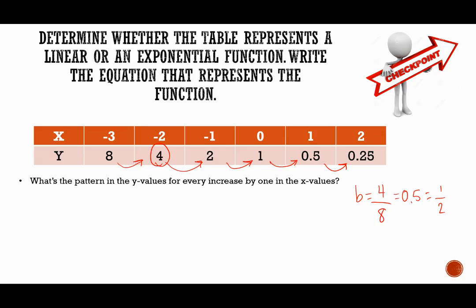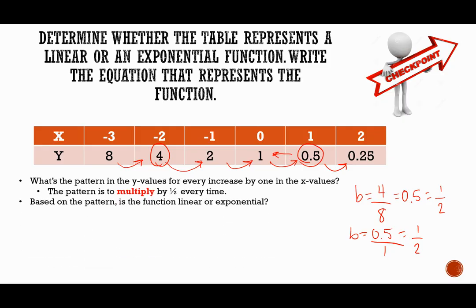And I should get the same result no matter which y value I choose. If I choose 1/2, does 0.5 divided by its previous y value, 1, also equal 1/2? Yes, it does. So that means that my pattern is to multiply by 1/2 every time. In other words, 1/2 is my common ratio, b.